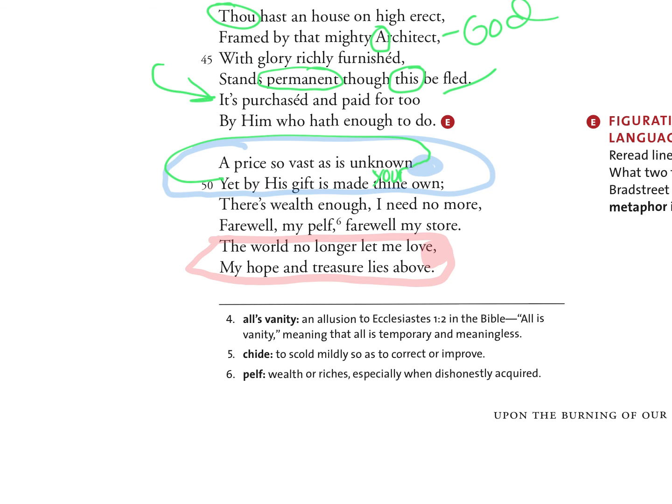Okay? Remember to study those examples of figurative language, especially extended metaphor. Take care. If you have any questions, let me know.